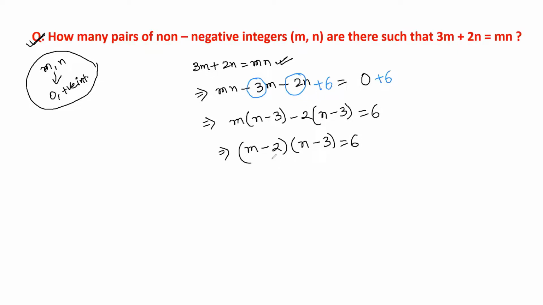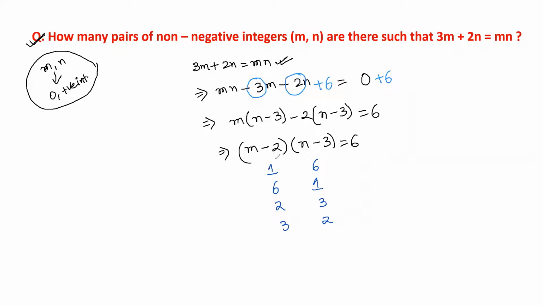So now we need to find pairs of m and n such that (m minus 2) times (n minus 3) gives us 6. Since m and n are integers, m minus 2 and n minus 3 will also be integers, and the product of these two integers would be 6. The possible ways are: m minus 2 can be 1, n minus 3 can be 6; or m minus 2 can be 6, n minus 3 can be 1; or m minus 2 can be 2, n minus 3 can be 3; or m minus 2 can be 3 and n minus 3 can be 2.